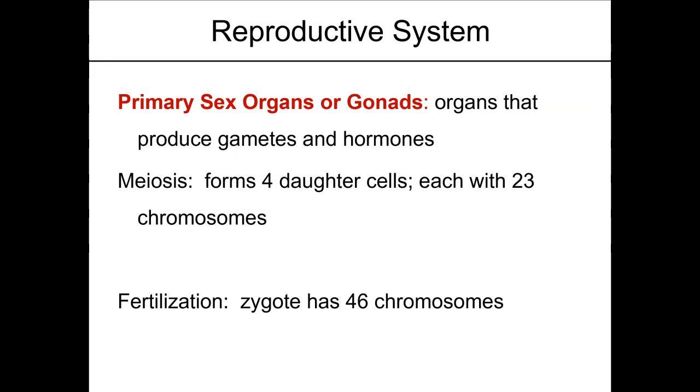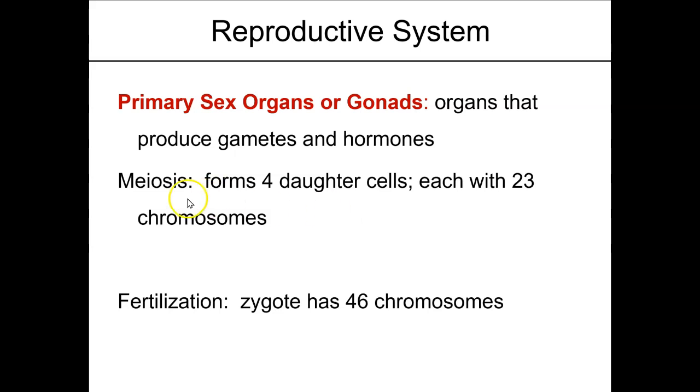In this lecture, we are going to start our study of the reproductive system. When we look at the male and female reproductive systems, they're organized as primary sex organs, which are known as the gonads. These are the organs that make the gametes, the sperm and the eggs, and the hormones. The primary sex organs are the ovaries and testes. And then we also have the accessory reproductive organs.